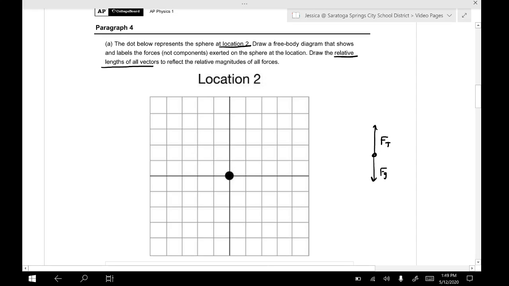Now, what a lot of people mistakenly do is they say that these two forces are equal. But they're actually not, because remember, this pendulum is also undergoing some circular motion. And the net force for any object undergoing circular motion must point towards the center of the circle, which means whatever force points towards the center of the circle needs to be larger than any forces pointing out of the circle. So my tension force needs to be a little bit longer than my force of gravity. So I'm going to make tension 4 boxes and force of gravity 3 boxes.